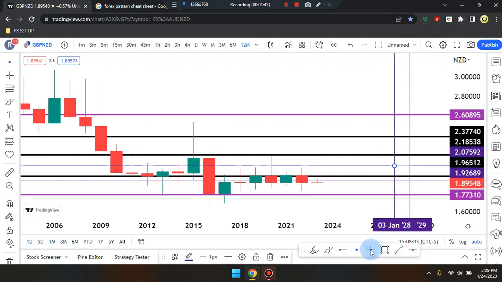If price action drops down, it can tag the support line, and that's the overall lowest low structure at 1.77310 before making it to the midpoint of that area, which would be 1.84282.